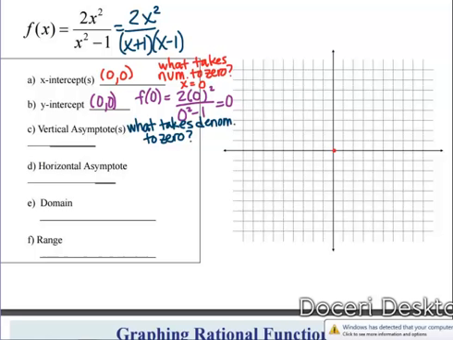What takes each factor to 0? Negative 1 and positive 1. So we have two vertical asymptotes, two domain restrictions: the line x equals 1, and the line x equals negative 1.